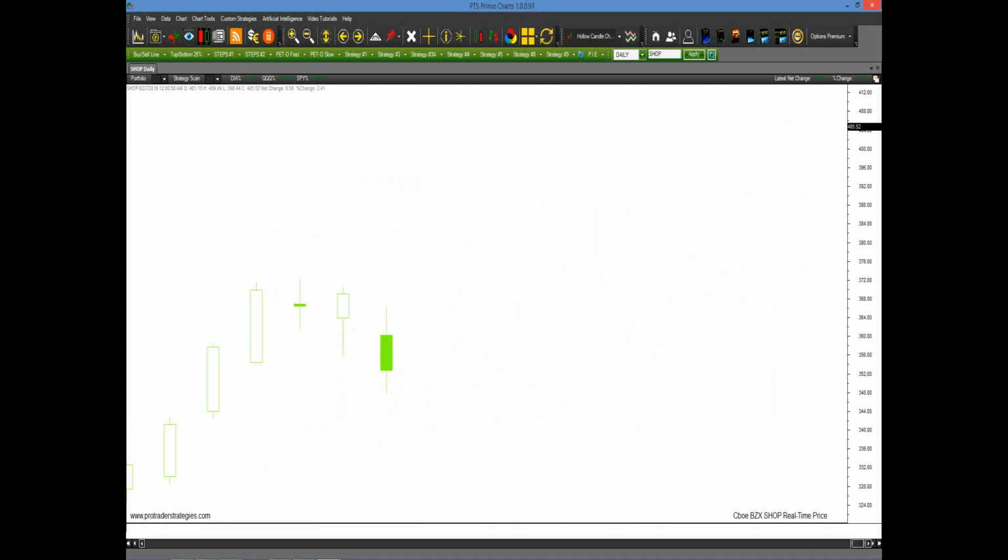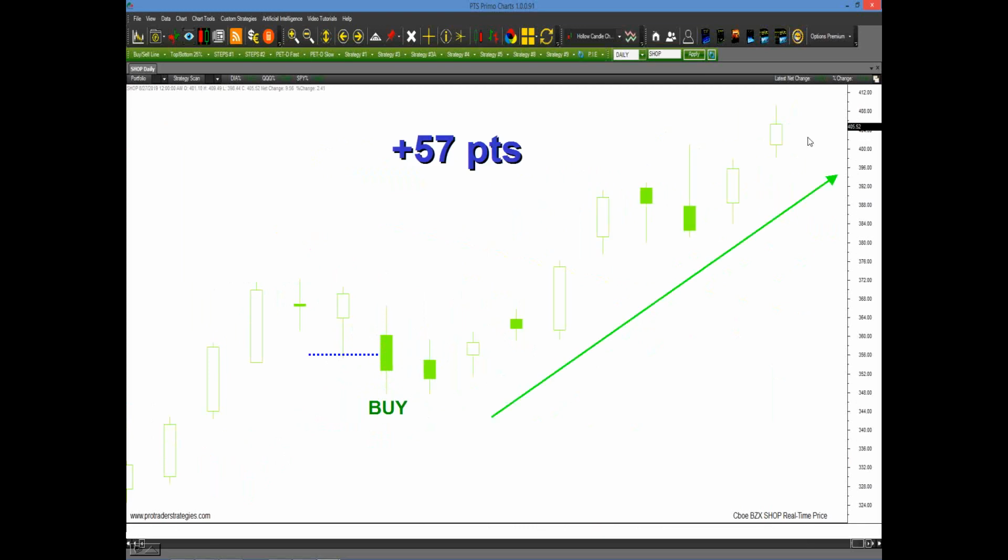That's the same concept here. Just because you have a down day does not mean the trend is down. It just means that you have one down day in a short-term uptrend. So it meets the rules of the technique I share with you. This is actually a buying opportunity. Had you bought SHOP here, 57 points in the next couple of weeks. Not a bad little setup, right?